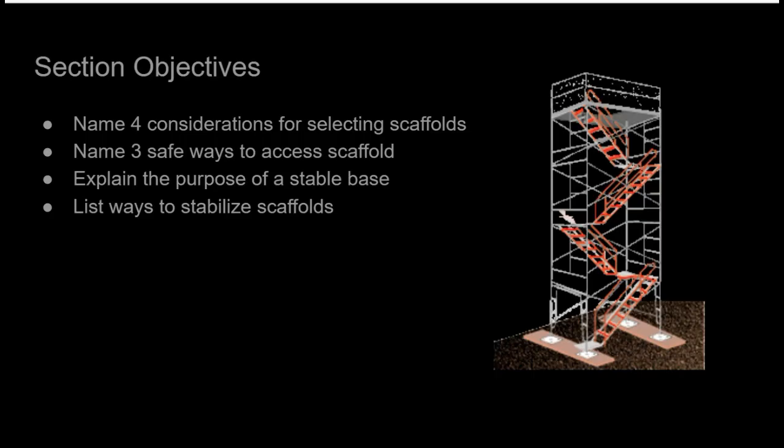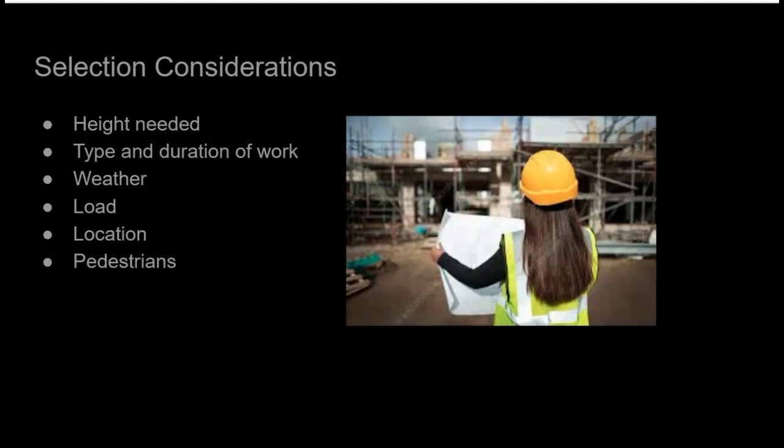By the end of this section, you will be able to name at least 4 things to consider when selecting scaffolds. You will also be able to name 3 safe ways to access a scaffold. Explain the purpose of a stable base and list ways to stabilize scaffolds.